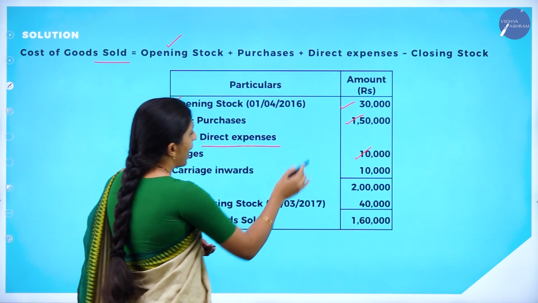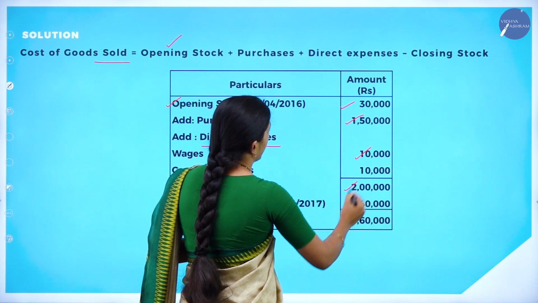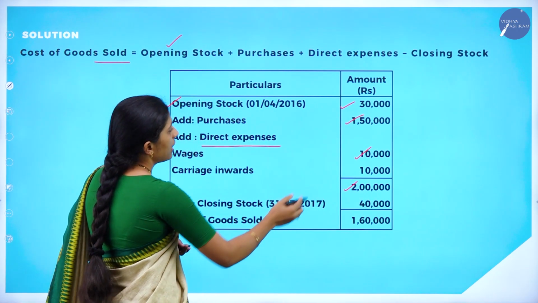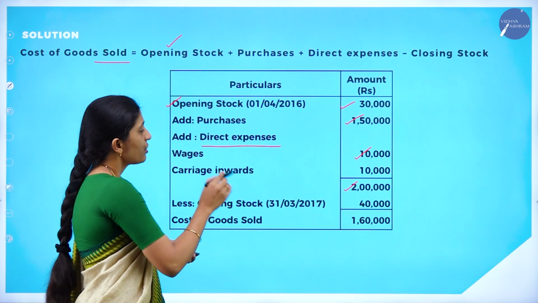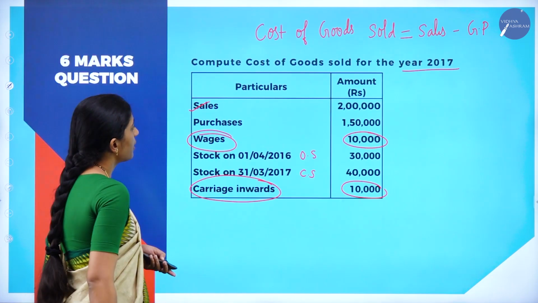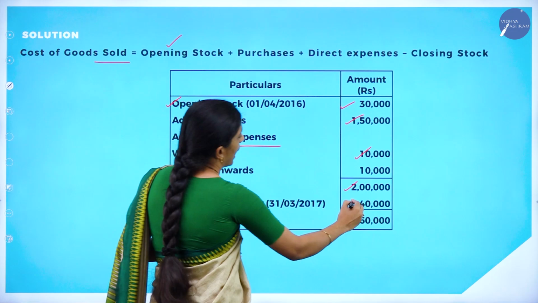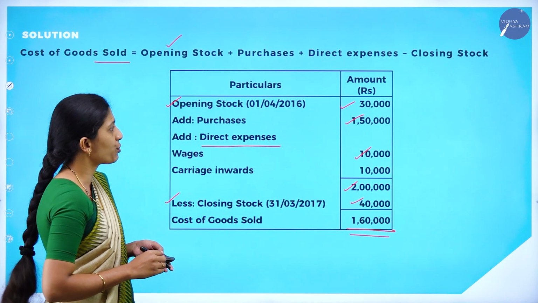Then when you add all these, opening stock, purchases, direct expenses, you will get 2 lakh. So 1,50,000 plus 30,000 is 1,80,000, plus 10,000 is 1,90,000, plus 10,000 is 2 lakh. Then less closing stock, that is 40,000. So 2 lakh minus 40,000, 1,60,000 is the cost of goods sold.